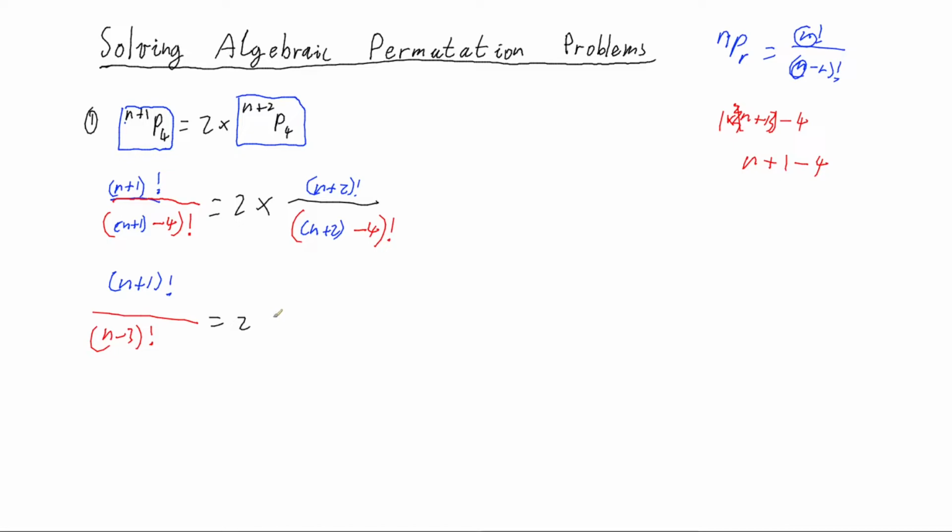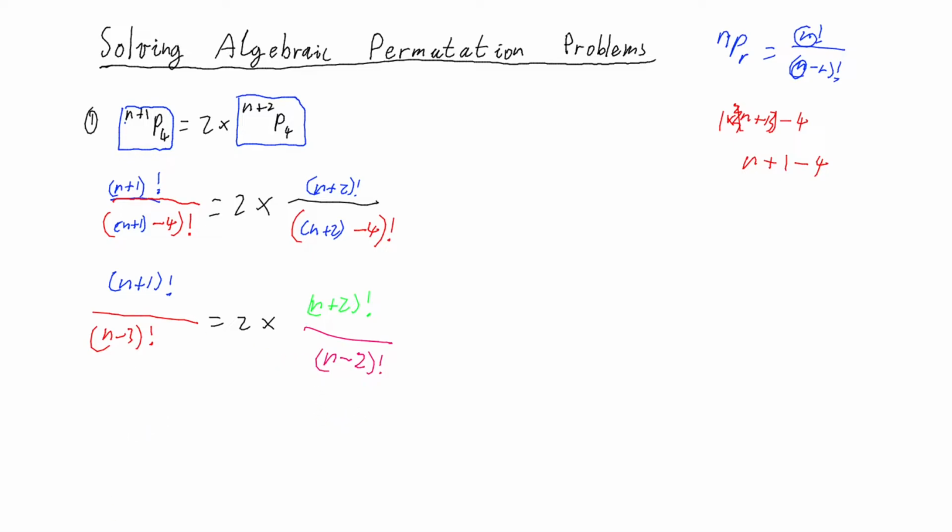And that's going to equal 2 times, and then on top, I've got n plus 2 factorial. I'm just going to leave that alone. But then on the bottom, I've got n plus 2 take away 4. Plus 2 take away 4 is going to be minus 2, so I've got n minus 2 factorial.